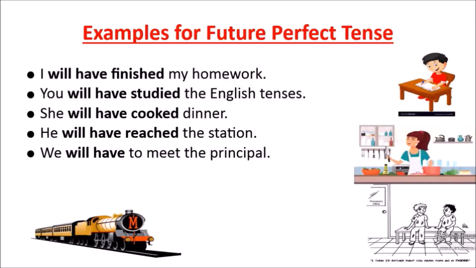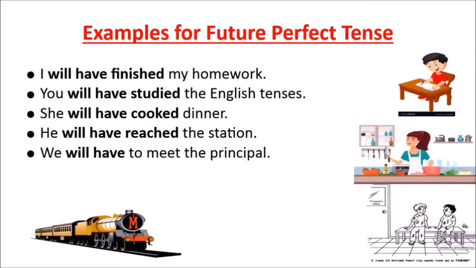So from now till some point of time in the future, that's a time period, and that time period refers to future perfect tense. So I will have finished my homework in the sense from now till the future. I have some time, and within that time I'll complete my homework. That's what he's trying to say. Look at the next example.